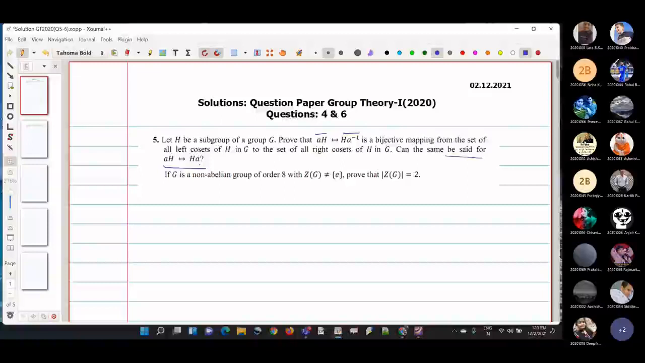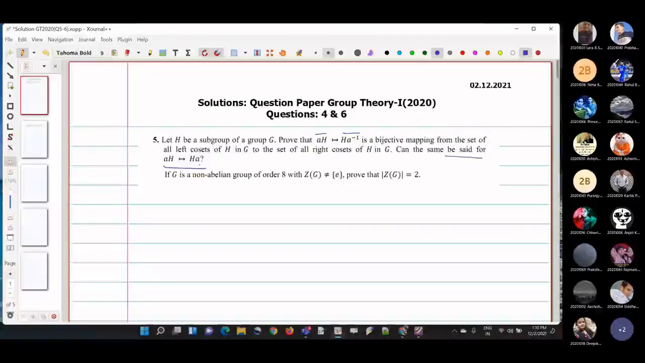So essentially there are two mappings. For one, we need to prove that it is bijective. Bijective means this is 1-1 and onto. And there is another mapping which takes aH to Ha, and we need to check whether the same thing is true for this mapping or not, that is, whether it is bijective or whether this kind of function we can talk about or not.